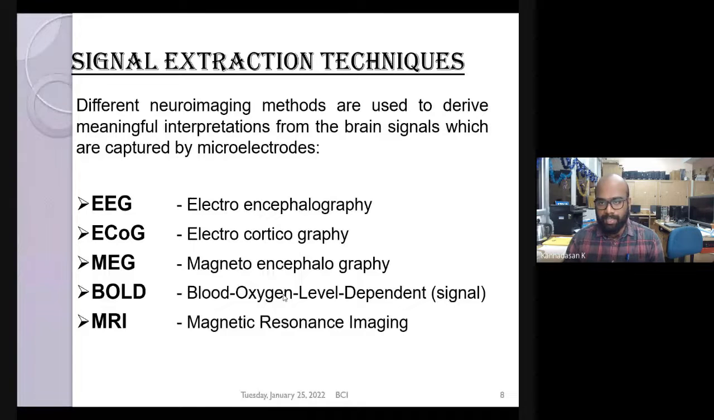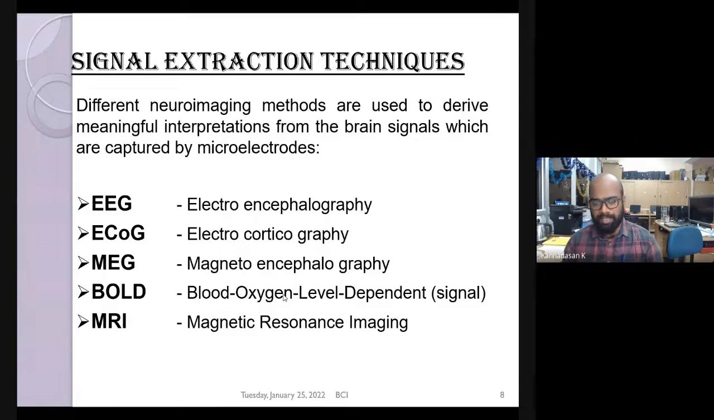Different neuroimaging methods are used to derive meaningful interpretation from the brain signals. Okay, this line looks big. Don't bother about it. It is easy. We'll split it and read it. Different neuroimaging methods. What are neuroimaging methods? Neuro means like neurons. We are going to read about neurons. So there are different methods to read about neurons that are used to derive meaningful interpretation from the brain signals.